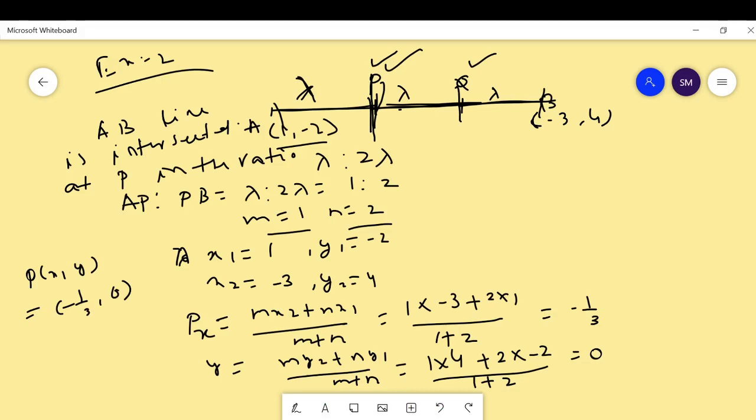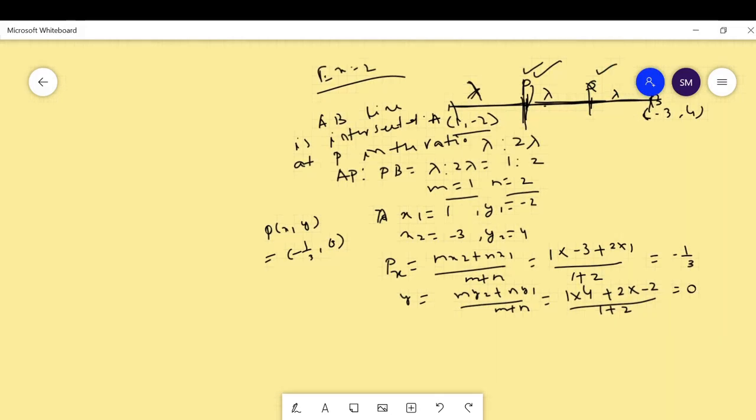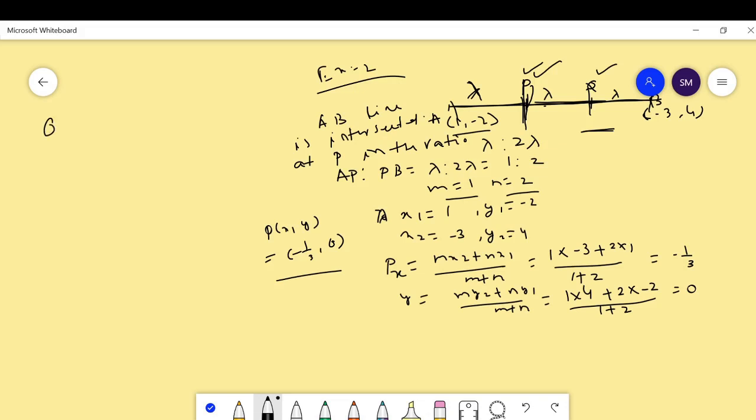Then look here. We have found the P point. Now we have to find out the coordinate of the Q point. Q is the point which divides AB such that AQ upon QB is the ratio. Let the Q point have the coordinate (a, b).